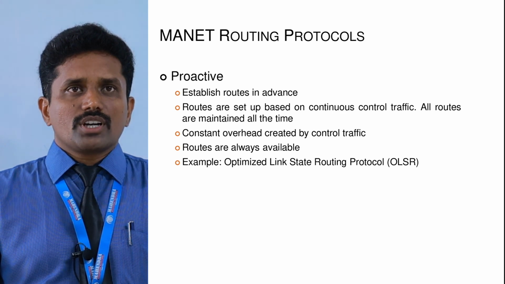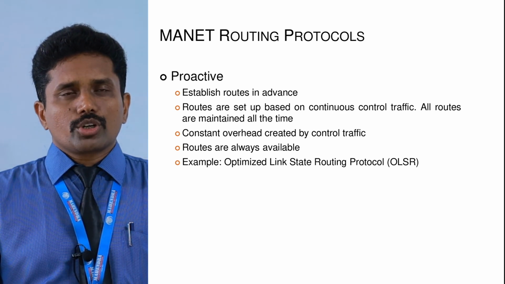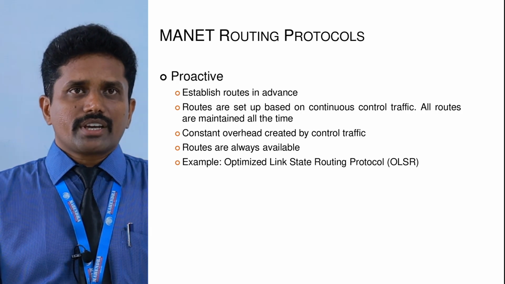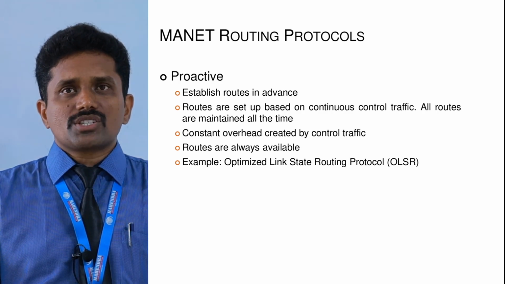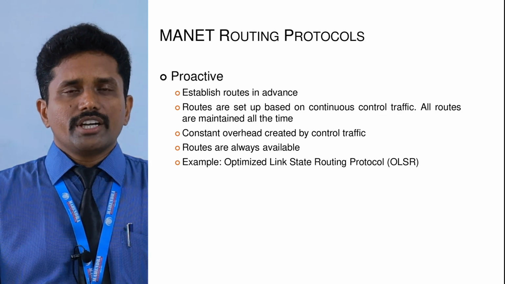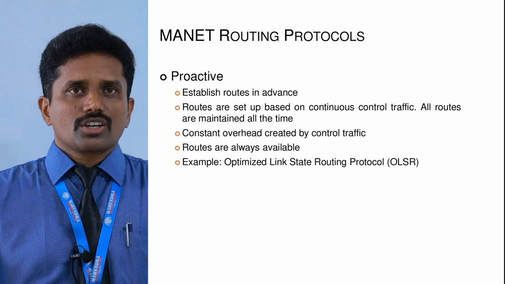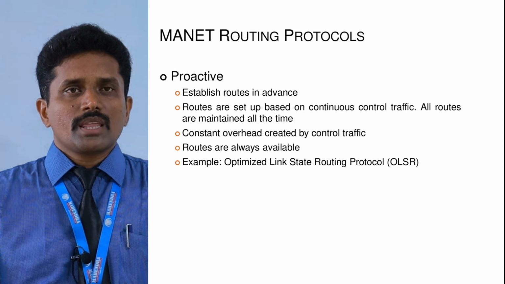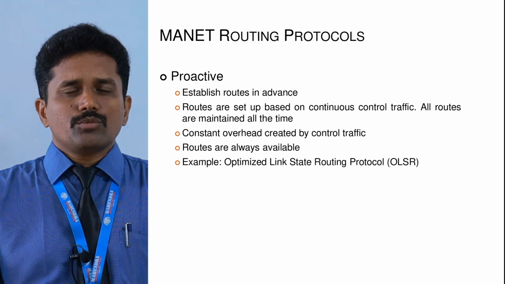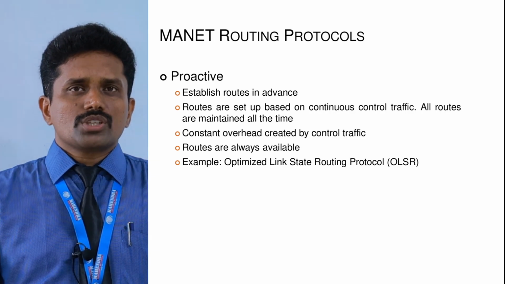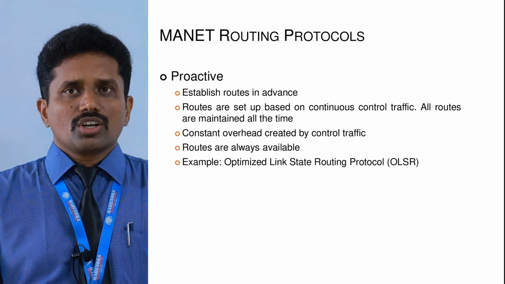The next type of protocol is proactive protocols. Here the routes will be established in advance. Whether we are transferring packets or not, the route will always be maintained. The routes are set up based on continuous control traffic. All the routes are maintained at all times, independent of whether data transfer is happening or not. A constant overhead is created by the control traffic. Since the routes are always maintained, some overhead is created. Routes are always available. An example of this is the Optimized Link State Routing protocol, OLSR.